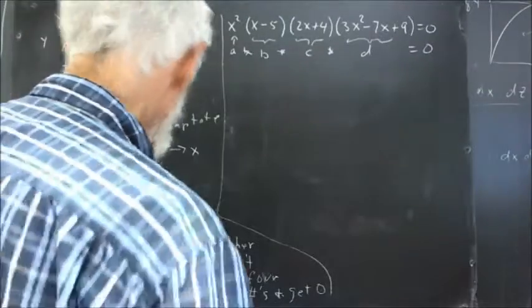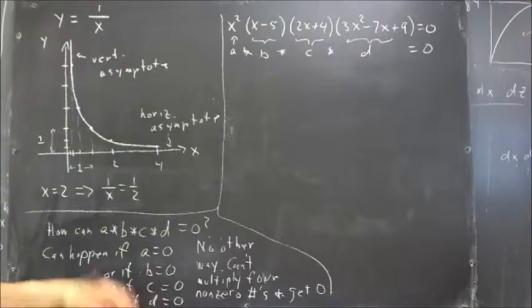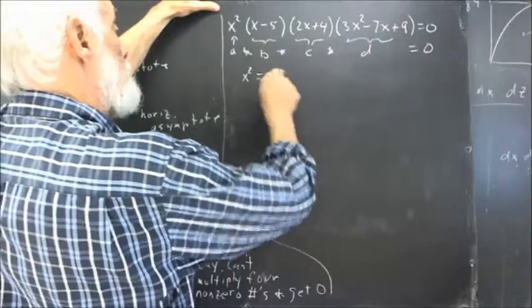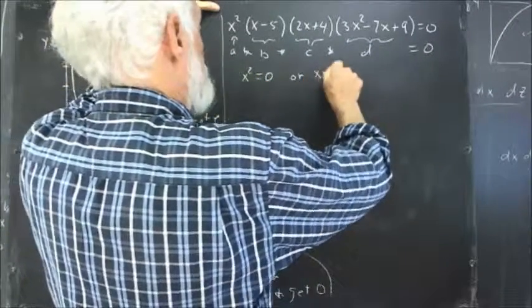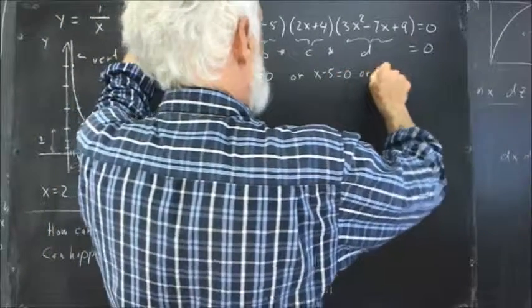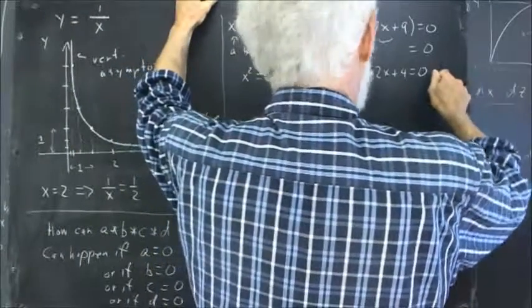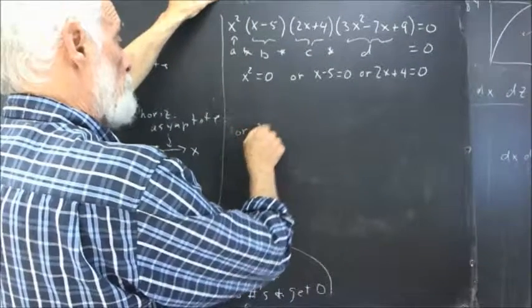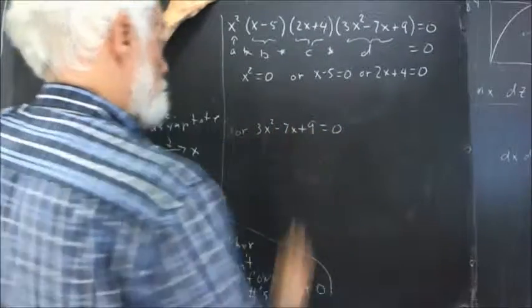And you multiply them together, you get 0. What are your conclusions? Well, either A has to be 0, B has to be 0, C or D has to be 0. So x squared equals 0, or x minus 5 equals 0, or 2x plus 4 equals 0. And I don't have room to write the fourth one out. I'll put that down here. Or 3x squared minus 7x plus 9 equals 0.